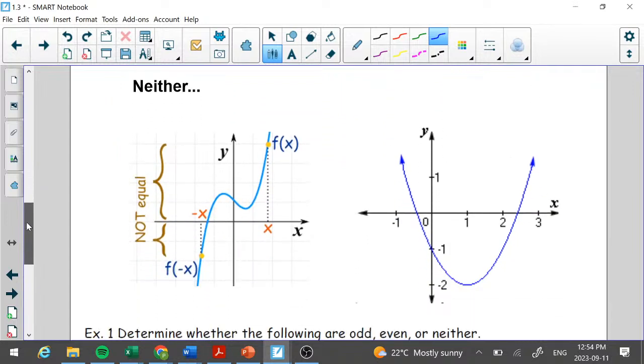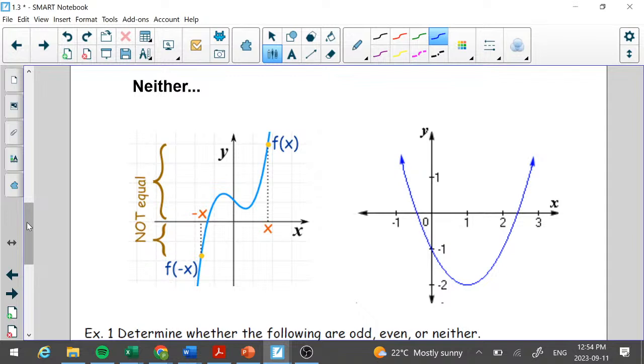Right on. Okay, and these are examples of neithers. You're like, wait a minute, that's a parabola, it's supposed to be even, and that's a cubic, it's supposed to be odd, but they're not. What happened to them? Yeah, they got translated. Now, if you take an even function and you translate it left or right, it's no longer even. Do you understand what I'm saying?